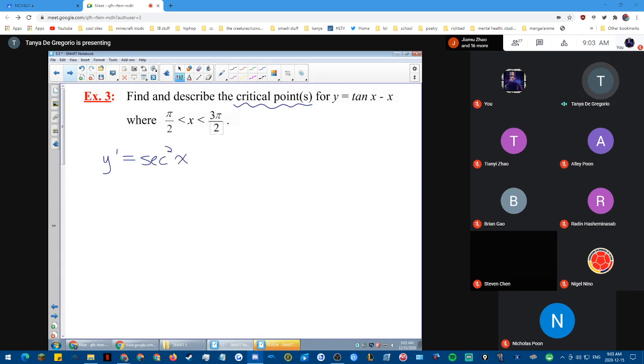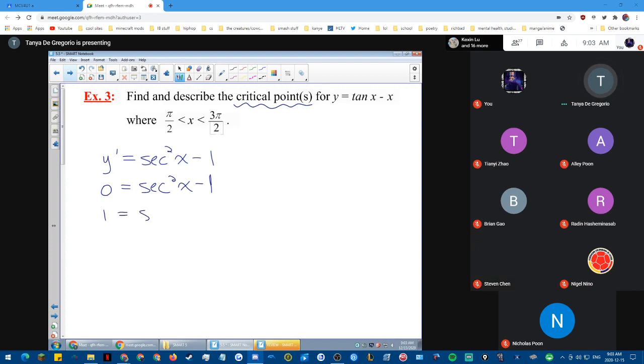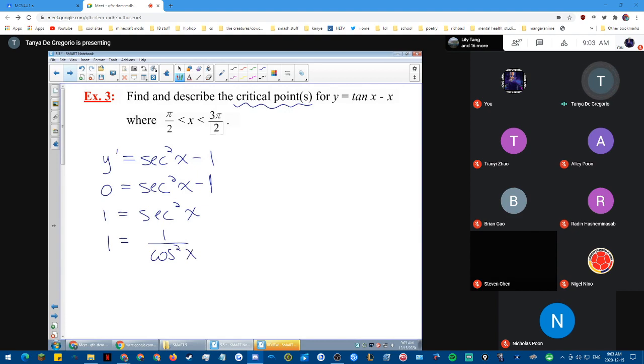Okay, so finding the first derivative of tan x minus x, it's secant squared x minus 1. You set it equal to 0. And so we want to find where secant squared of x equals 1. Well, secant squared of x is the same thing as 1 over cos squared of x. So basically, if I cross multiply here, I want to know where cos squared of x equals 1.